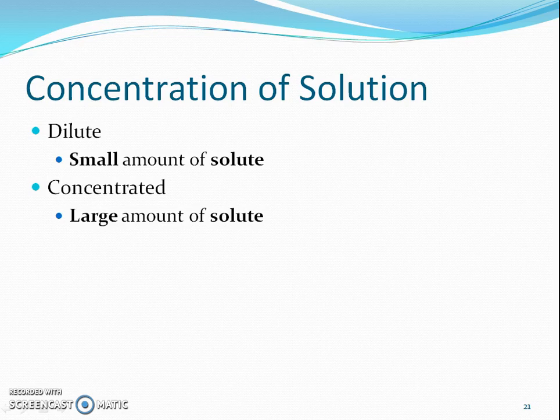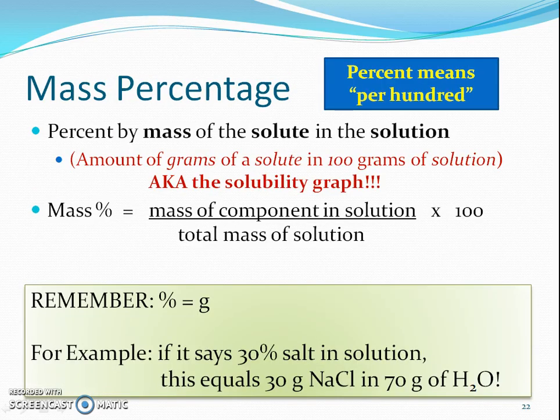So these two terms you probably have heard of before. A solution can be dilute, a small amount of solute, or concentrated, a large amount of solute. So mass percent, think about percent meaning per 100 as always. So mass percent is the percent by mass of the solute in the solution. So mass percent would be the mass of our component, whatever component of that solution is, divided by the total mass of the entire solution, and again times 100. So that should make sense. Mass percent, well, what percentage by mass is that particular solute in a solution?